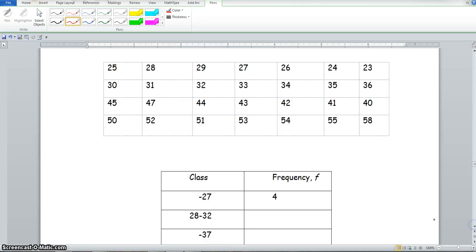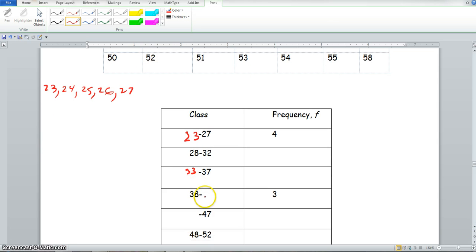Now what we have to do is develop our classes. Remember, our width is 5. Now, we always start off with the lowest number, which is 23. So 23 to 27. Now you can't count 23 as the first number of the next class because if you look here, we had 23, 24, 25, 26, 27. Remember, the width of our class is 5. So from 23 to 27, that is 5 digits. So now our next class is 28 to 32. Next class is 33 through 37.